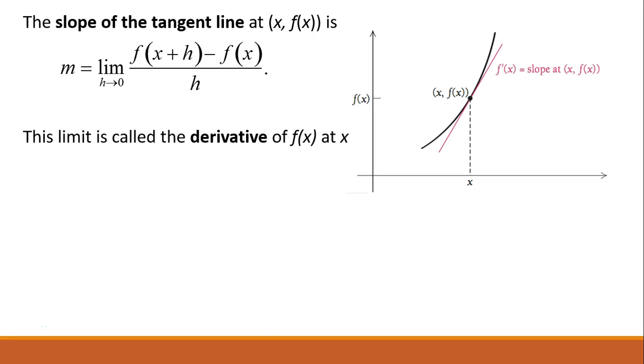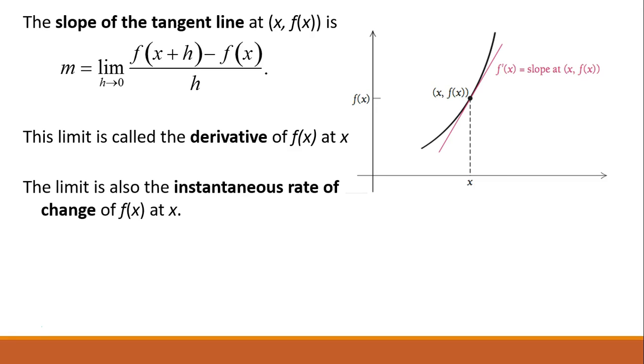Now this limit that we're going to be finding, that will find the slope of the tangent line, is called the derivative of our function at x. And that also means that this derivative that we'll find with the limit is going to give us that instantaneous rate of change in our function at x. Now notationally, we will write the derivative as f prime of x, and we're going to be using this limit to find the derivative.